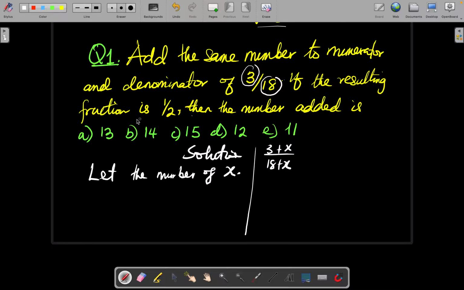If the resulting fraction is 1 over 2, that means it is equal to 1 over 2. Then wetin be this X wey we add? The secret and shortcut be say when you arrange this word problem as fraction like this, abeg just do cross multiply. Use 2 multiply this one, use 18 plus X multiply this one. So 2 into 3 plus X equal to 1 times 18 plus X. You know say 1 times 18 plus X still be 18 plus X.